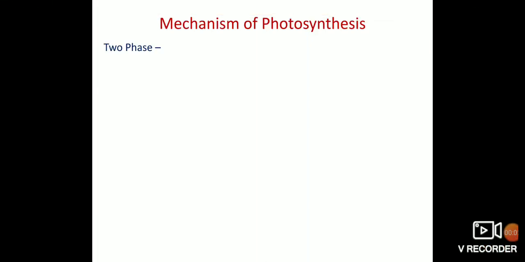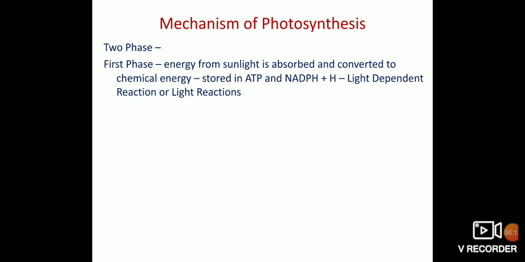In my earlier presentation, I gave an introduction to photosynthesis, in which we learned that photosynthesis consists of two phases. The first phase is the light phase, in which the energy from sunlight is absorbed and converted to chemical energy, and this chemical energy is stored in the form of ATP and NADPH2. So this first phase is the light dependent reaction, also called the light reaction.